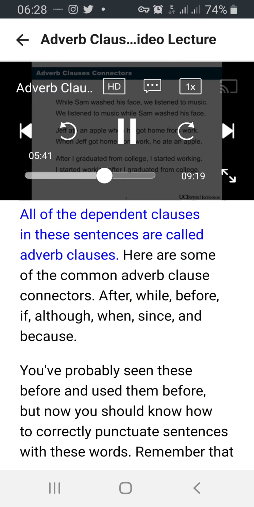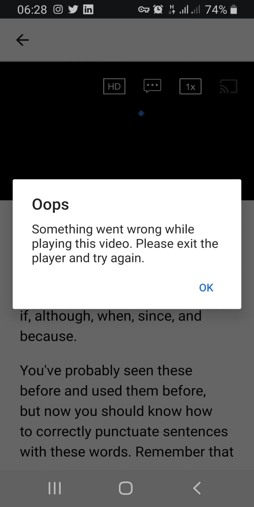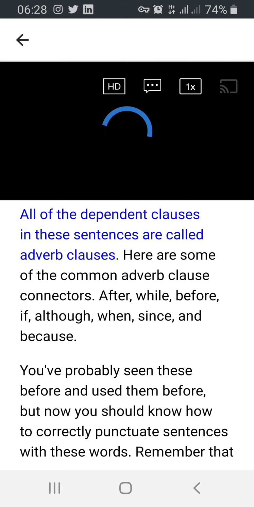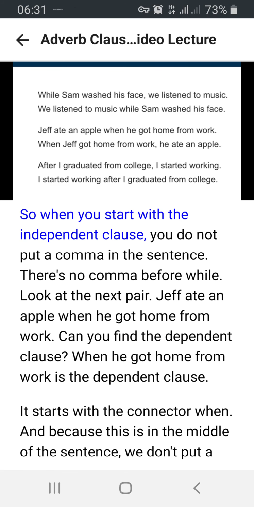All of the dependent clauses in these sentences, with the independent clause, you do not put a comma in the sentence. There's no comma before while.